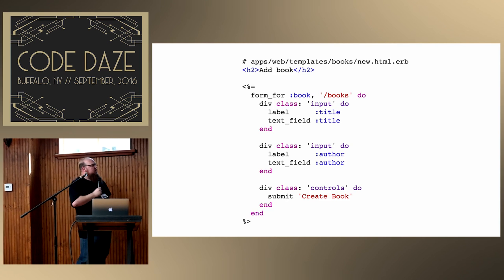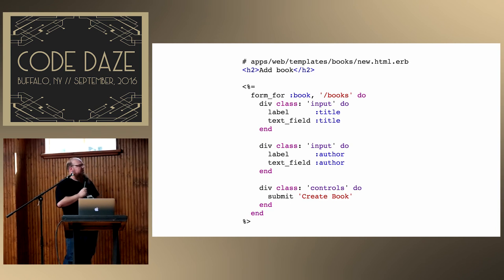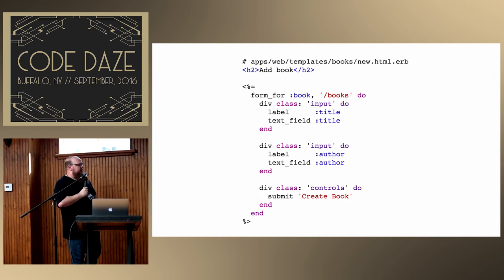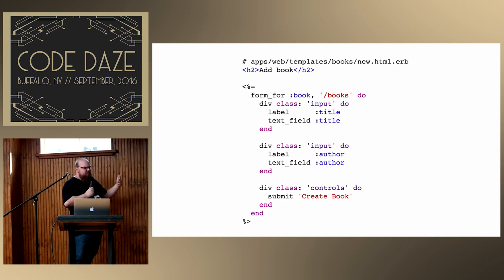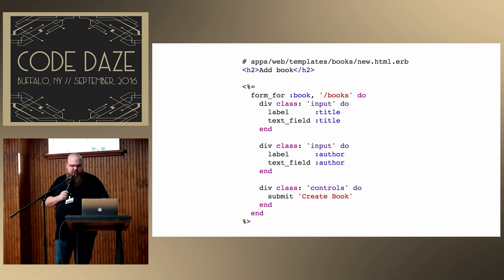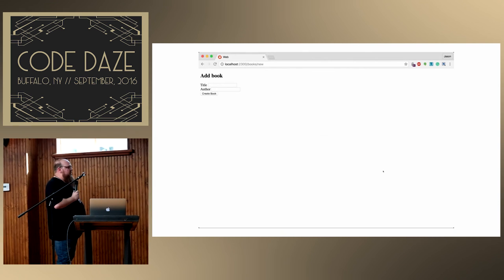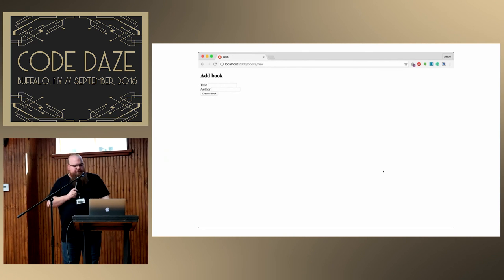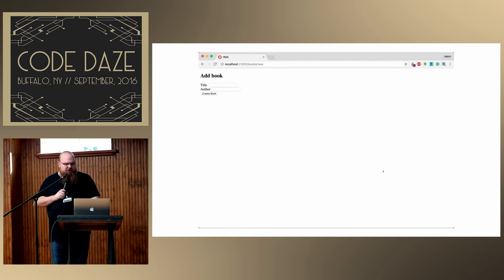And so you can call div, give it a class, and then pass it your attributes or label and text field. So this will actually build that form for you in just one valid Ruby method. And so this will give us this, we have a form. So if we hit submit, it's just going to blow up.